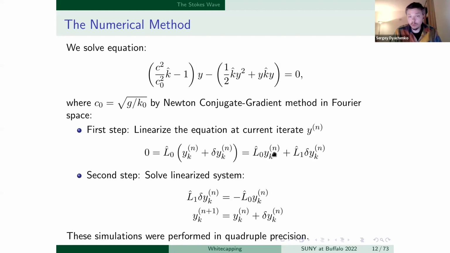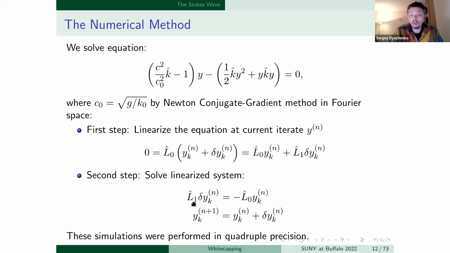And y superscript n you already know from the previous stage, so you can easily apply this operator L naught to something that you already know. You can think of this as being your right-hand side. And delta y is something that you need to solve for. The operator L1 can also be found explicitly from the Babenko equation. So you end up having to solve a system of the form L1 times delta y equals minus L naught times y n. So this system right here.